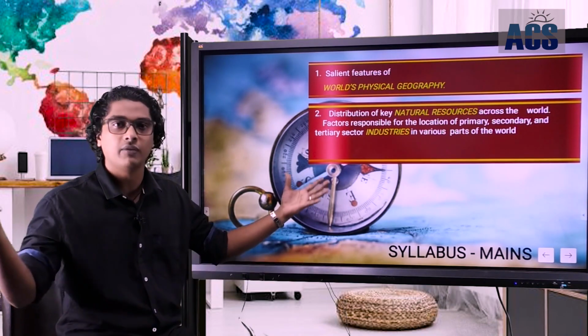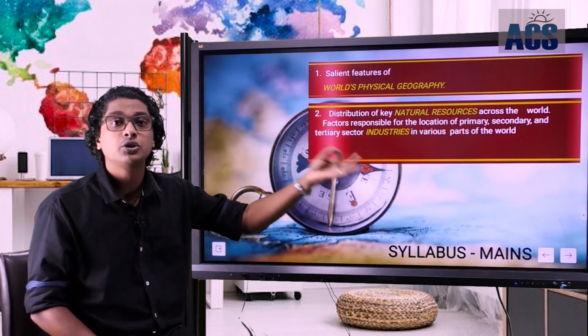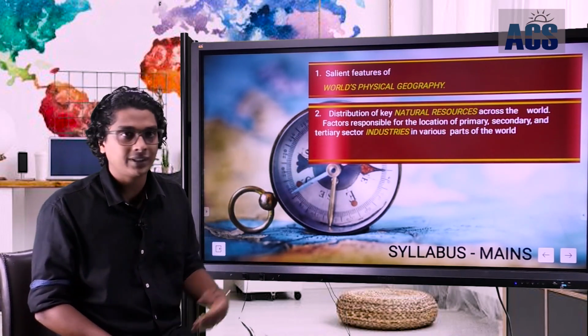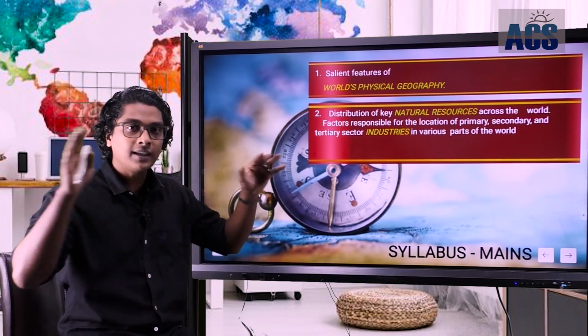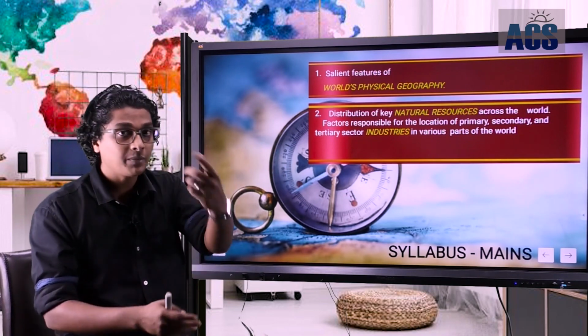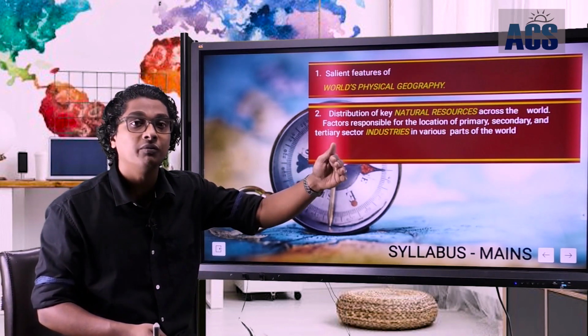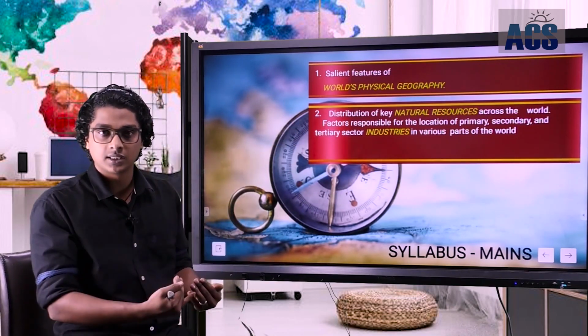they can be set up anywhere, they don't need much raw materials. Like for example, let's say pharmaceutical industries, the medicines, their raw materials, they don't have much weight, so they can be easily transported from one place to another place. So their industries can be set up anywhere. But that being said, the pharmaceutical industries in India, they're more focused on the western side of our Indian subcontinent. So what are the reasons for these things?